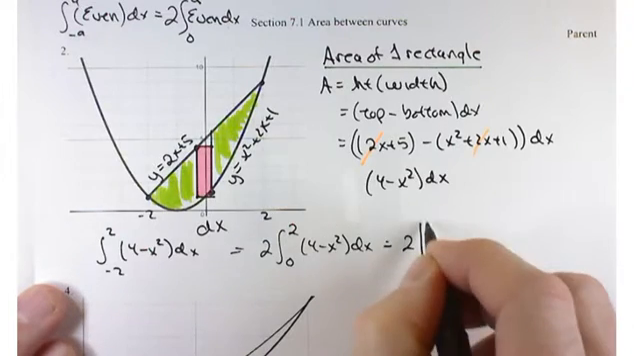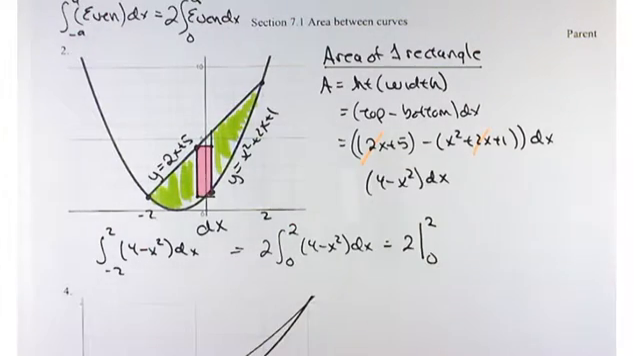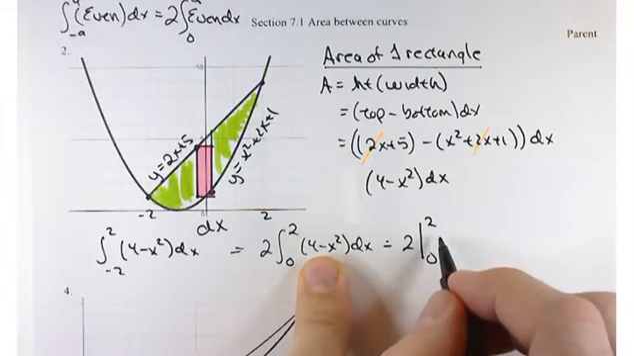Twice 0 to 2. Make sure you replace this with a straight line. Sometimes people forget to replace it with a straight line and then integrate again. You integrate once, you're done. What's the antiderivative of 4 minus x squared?